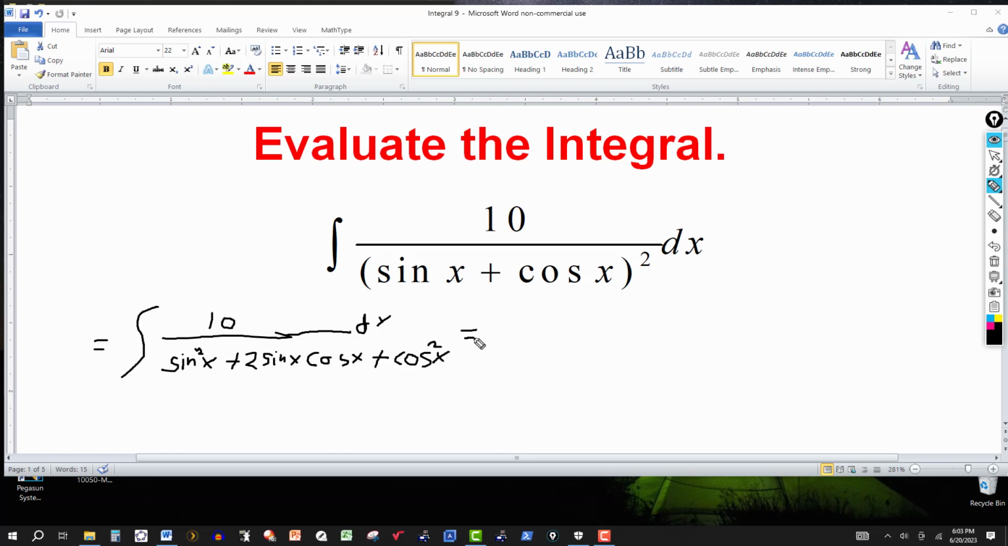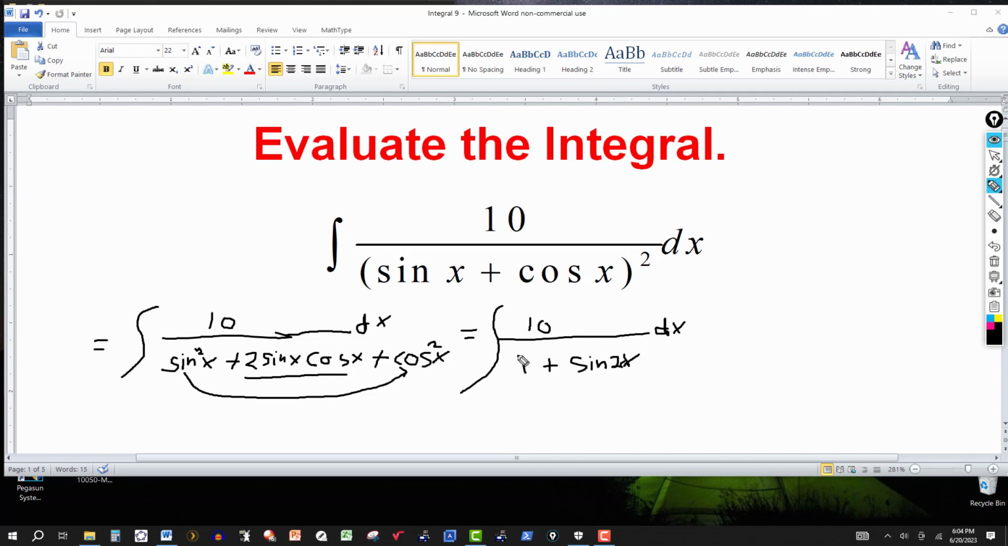So this is equal to, in the denominator, sine squared of x plus cosine squared of x. That's one of your basic fundamental identities. That's equal to 1. So I've got a 1 plus 2 sine x cosine x. That's one of your double angle identities. This is equal to sine of 2x. So I've got the 10 up here, and then your dx.